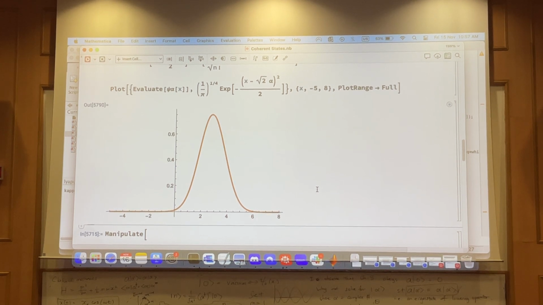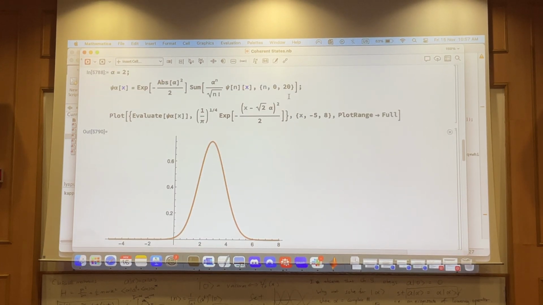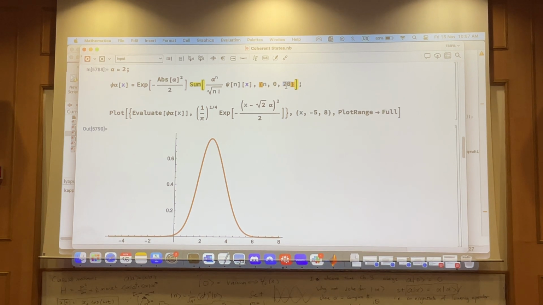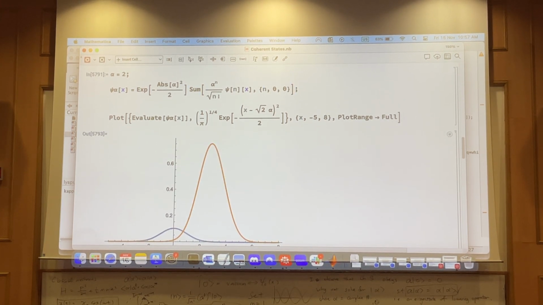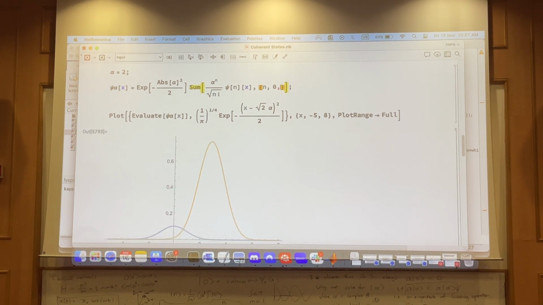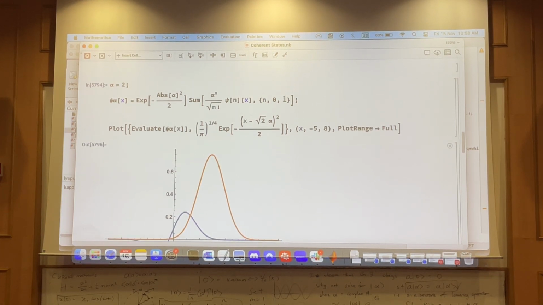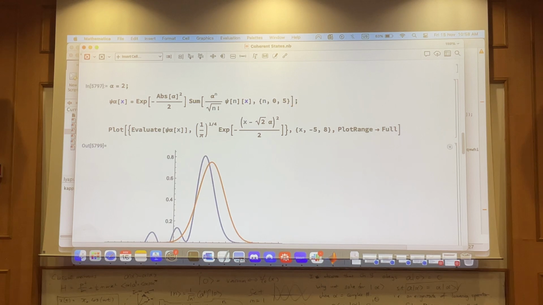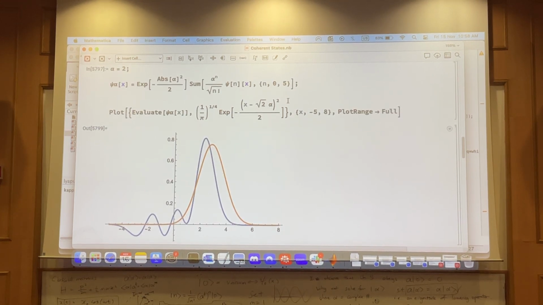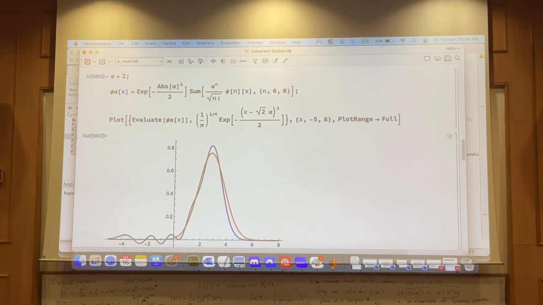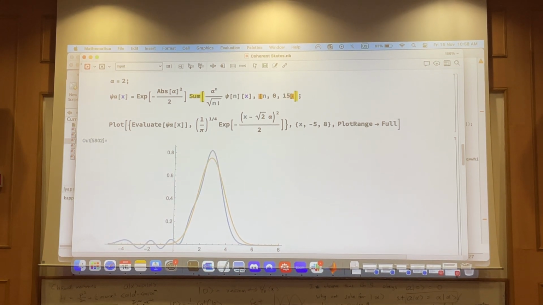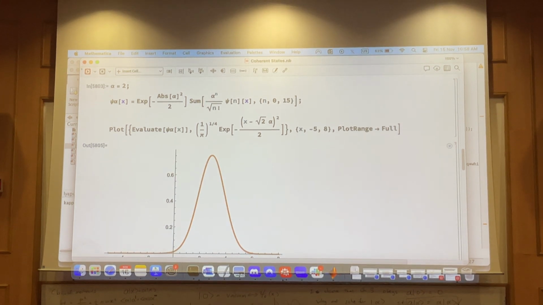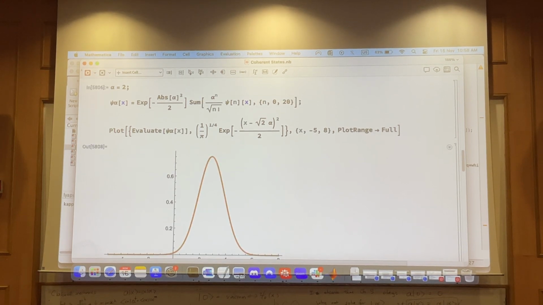Let's do it step by step. Suppose I only keep one function. So I sum from 0 to 0. Then it looks a bit ugly. Then I sum 1. It's still a bit ugly. I sum 5. It's getting there. I sum 8. It's tending towards the right shape. And sum 15, more or less it's there. And 20, you can't see it anymore.